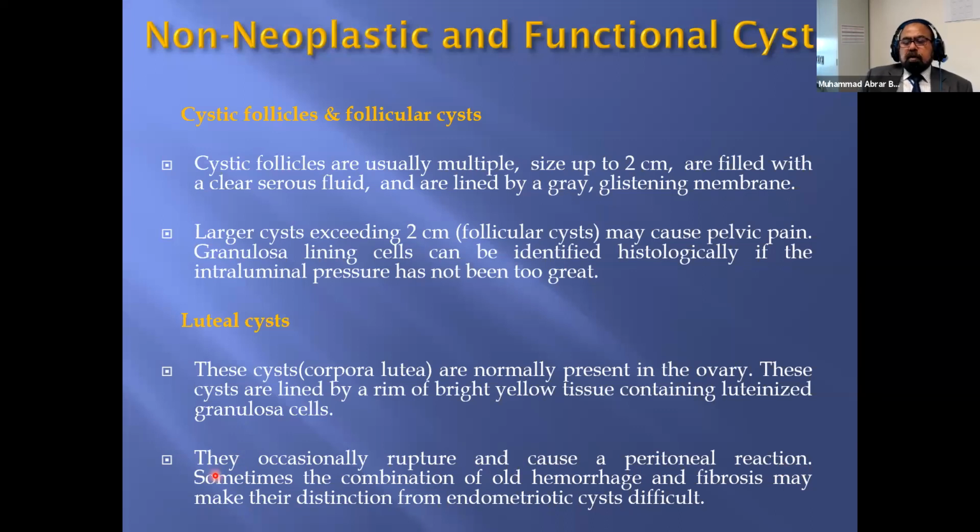Sometimes the combination of old hemorrhage and fibrosis may make their distinction from endometriotic cyst difficult, as we were discussing endometriotic cyst last time. We have mentioned that there are three important things in endometriotic cyst. Number one, endometrial gland. Number two, endometrial stroma, and the third one is hemorrhage. So if we see one of the three things, then we call it that. Sometimes when these cysts rupture or give hemorrhage and fibrosis, they may look like old endometriotic cyst, but you have to be very, very careful in saying whether it is an endometriotic cyst or a luteal cyst.